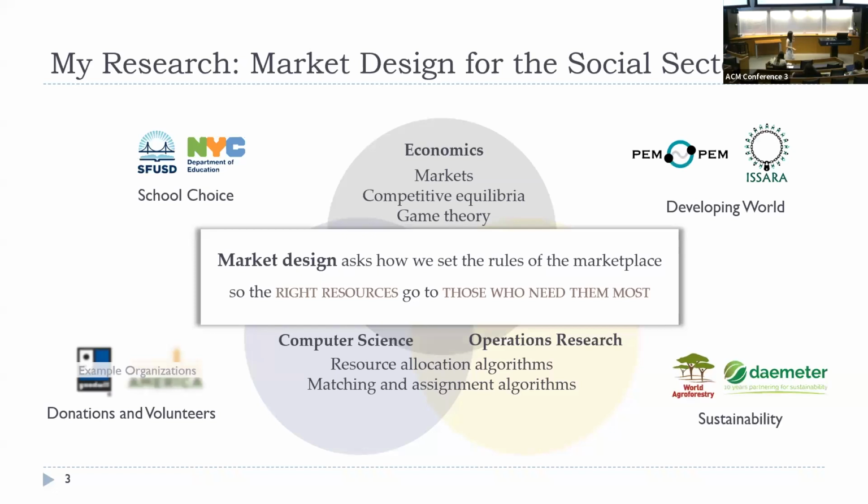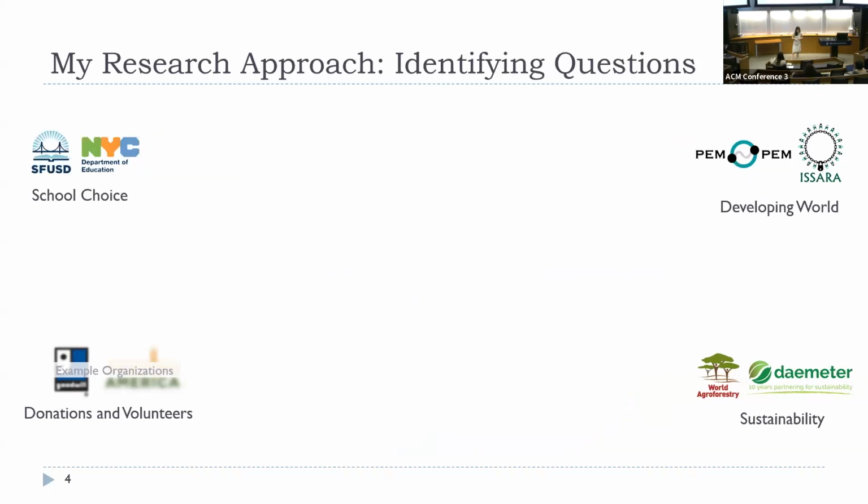Now, my research focuses on market design in the social sector. I've looked at applications such as school choice in the developing world, donations and volunteers, and sustainability. These little images up here, except the ones that are blurred out, are all organizations I've worked with. I wanted to start out by saying a little about my general research approach. How did I identify this intersection? How do I identify these organizations to work with?